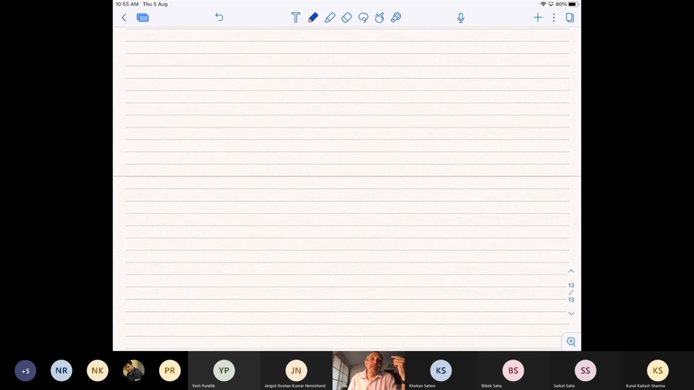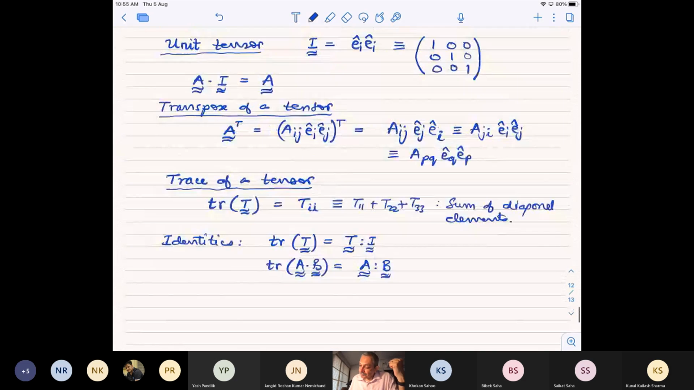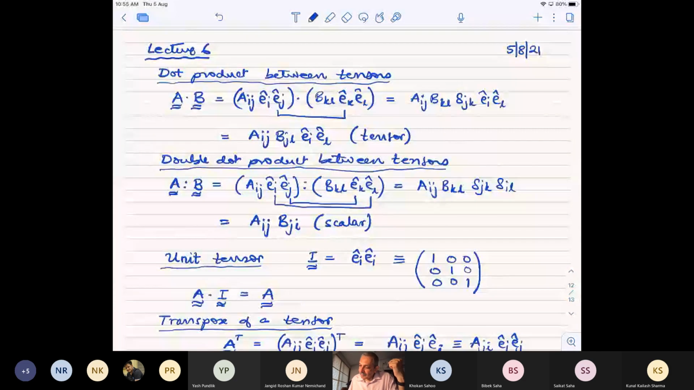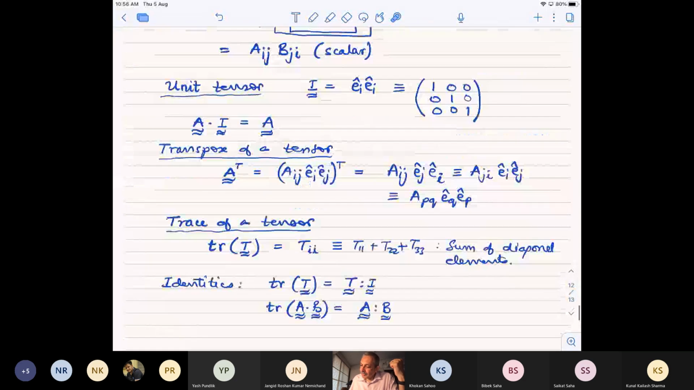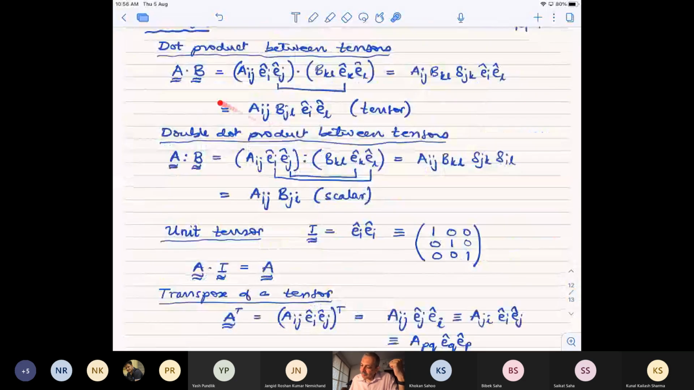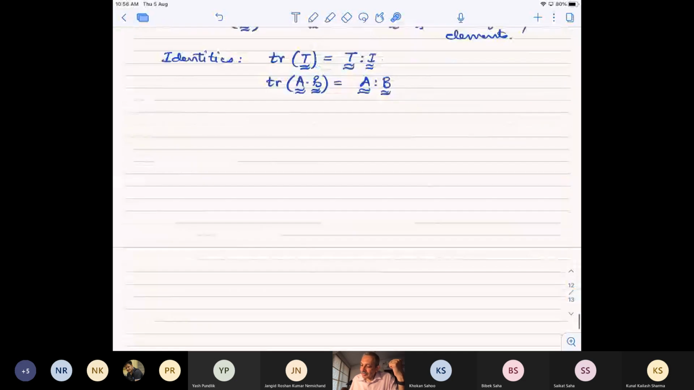We already know the formula for A double dot B, and we also know the formula for A dot B. Now you can take the trace of A dot B and then show that in fact the two are equal. That I leave to you.